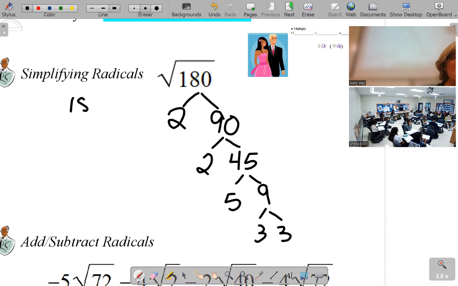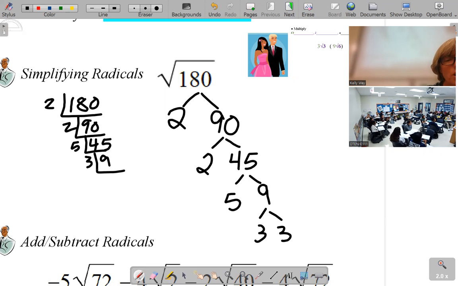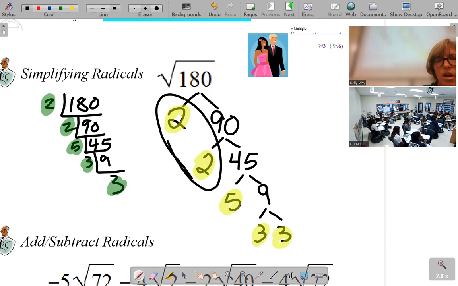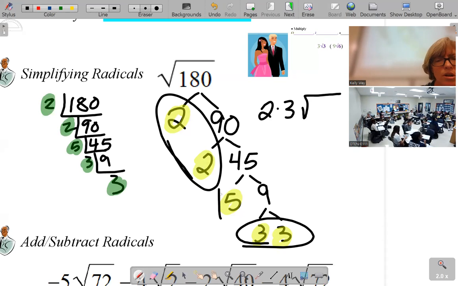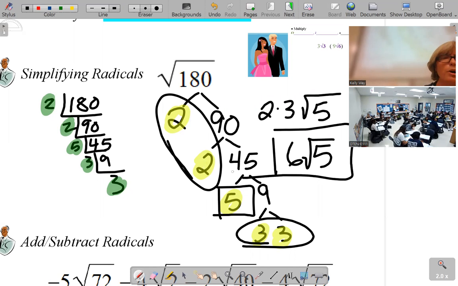If we go upside down division, who learned it this way? There always seems to be one person. Okay, I'll just do it this way. It'd be 2 and 90 like this, and 245 and 5 and 9. 3 and 3. So on here, you're looking only at the prime numbers. Here, you're only looking on the outsides, however you look at it. Out loud, who has a date? Who else has a date? So 2 times 3 comes out. 5 stays home. And boom.